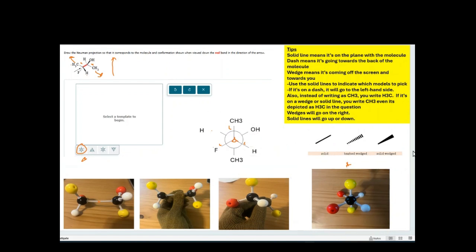So again, it's fairly simple. You picture yourself picking the compound up, and then you're laying it flat, and you're just picturing where it goes.